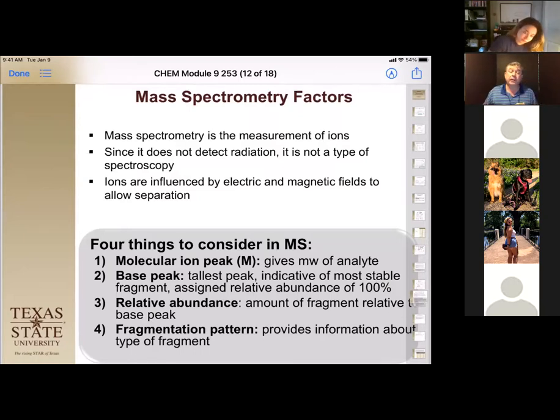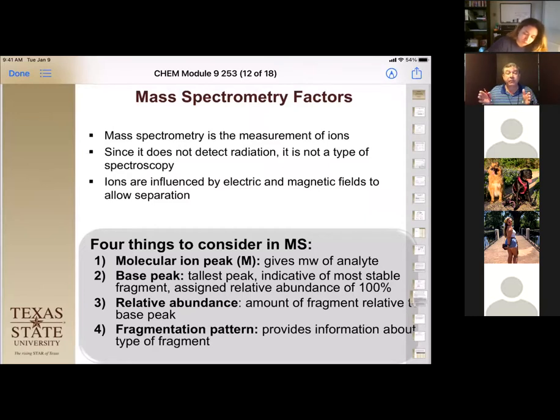It is rarely the molecular ion peak, because that molecular ion will break apart. The base peak, or the tallest peak, is going to be the most stable fragment, and we'll talk about that. The height of the different peaks gives you their relative abundance. Is it a very common fragment or an uncommon fragment? And the fragmentation pattern gives you an idea.